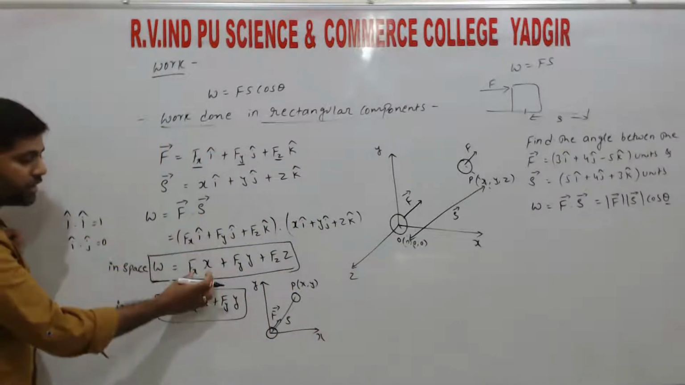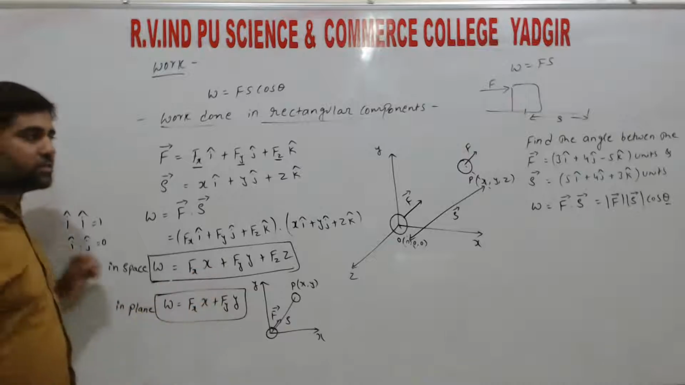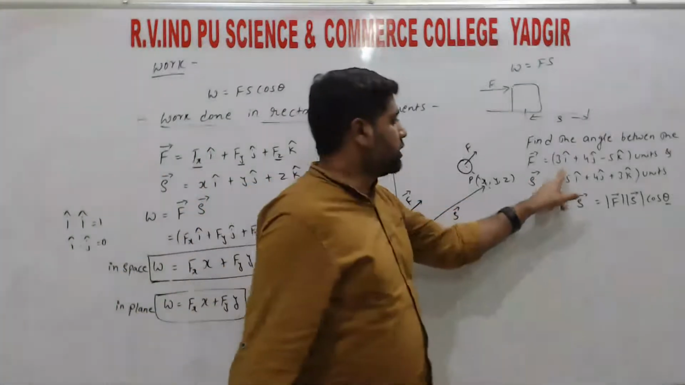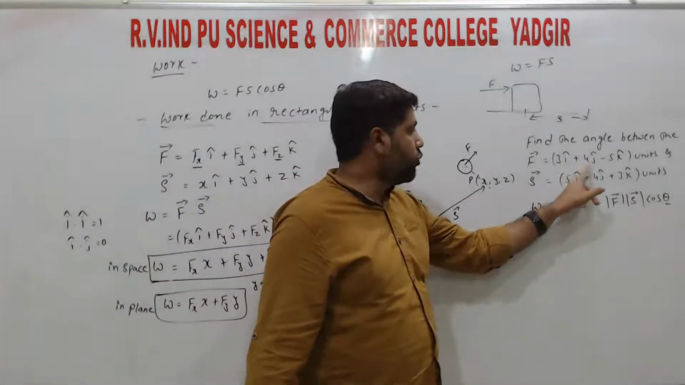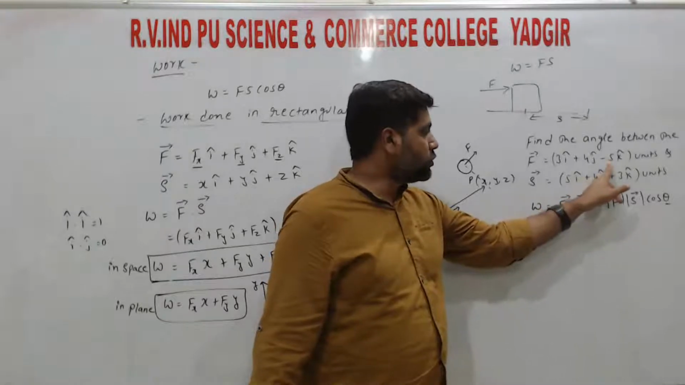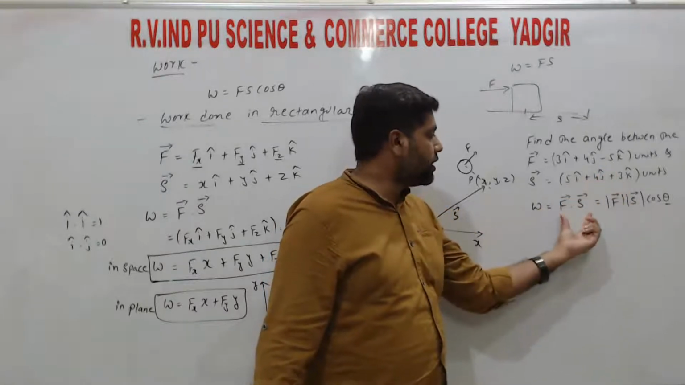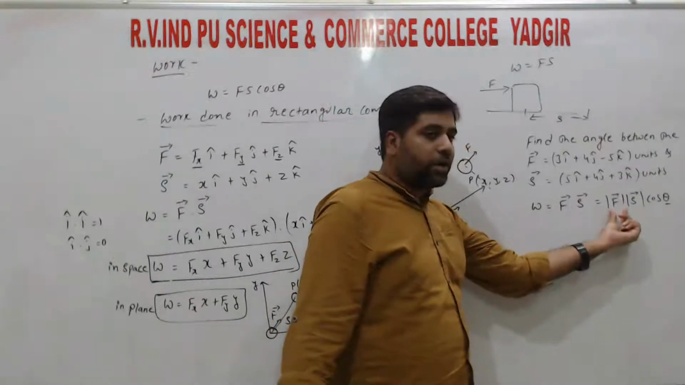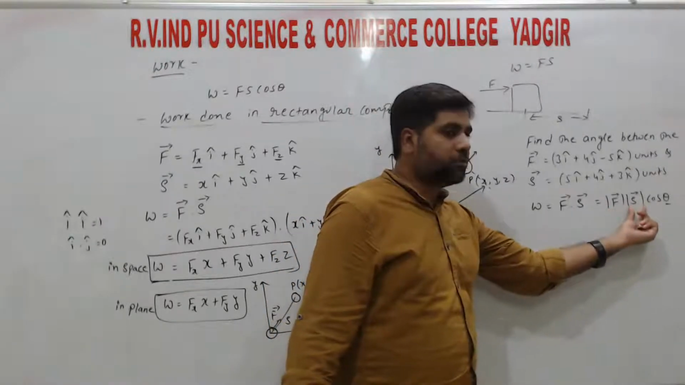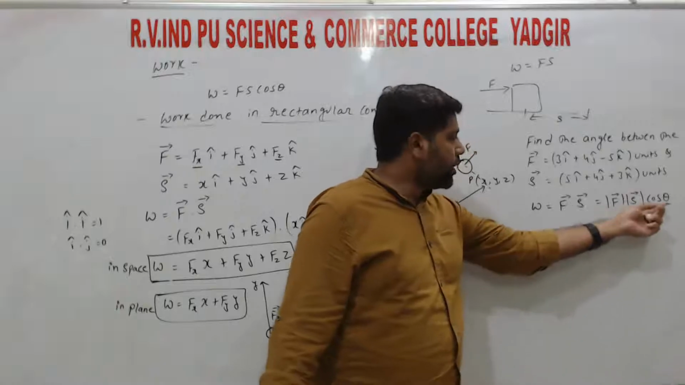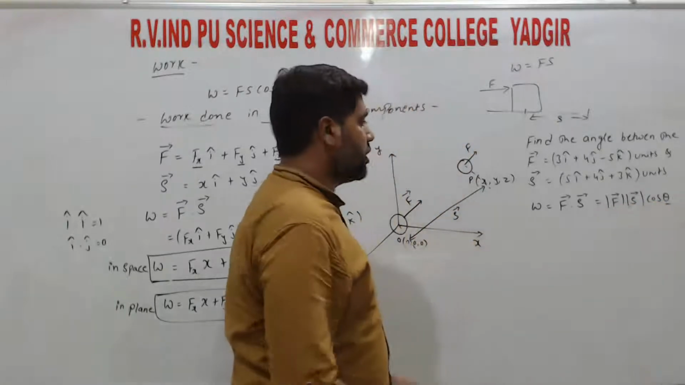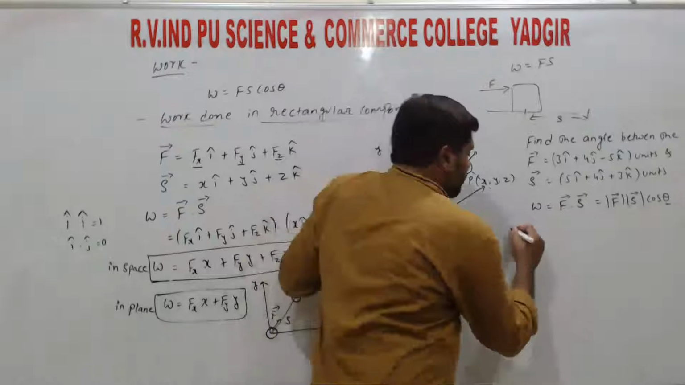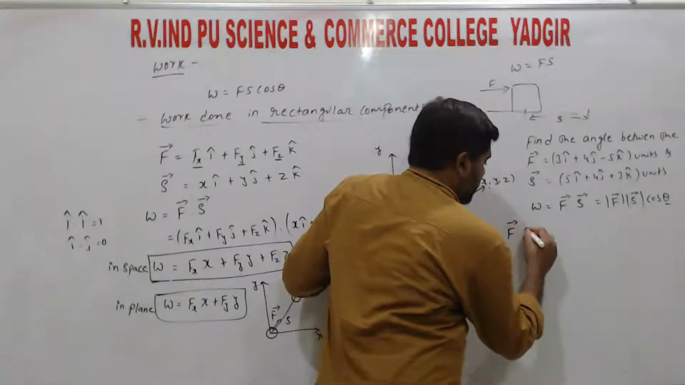So what can we write for F dot S? Fx into x component, 3 into 5 plus 4 into 4 plus minus 5 into 3, we get F dot S. Next we need to find individually the magnitude of force and the magnitude of displacement, right? If we find out these two values, what do we get? The theta value. So first find F dot S.